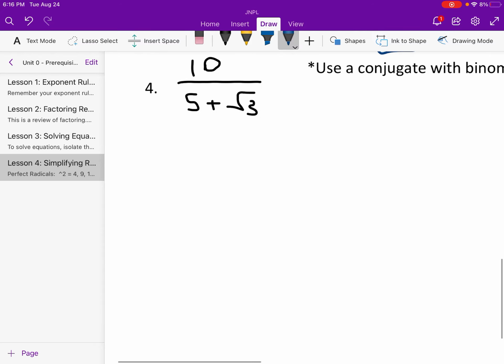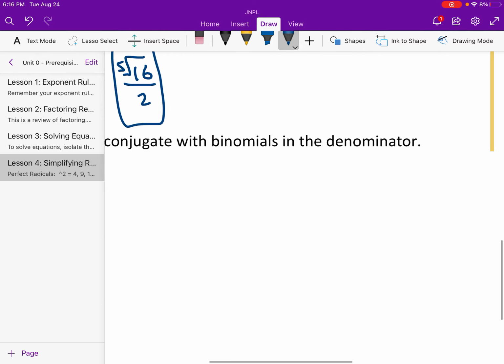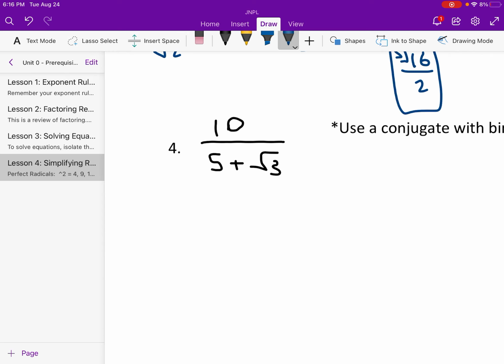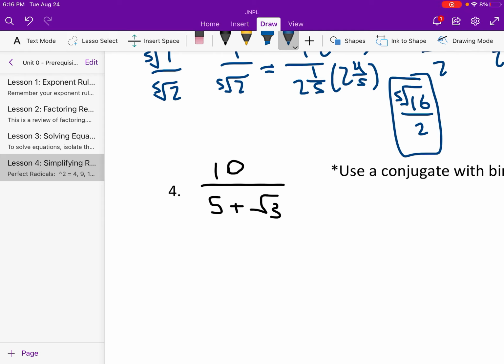Alright, now this one. This one's a little bit harder, but you use a conjugate with binomials in the denominator. I don't really like this one, but of course you still have to do it because there's a root in the denominator. So what do we do? Okay, well, the conjugate is what we use. And so what we always do is we multiply by the same thing, except there's a minus. You change the sign. So that's a plus, so you make it a minus. And you do the same thing on the top.